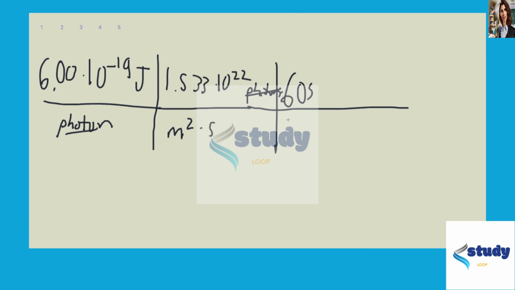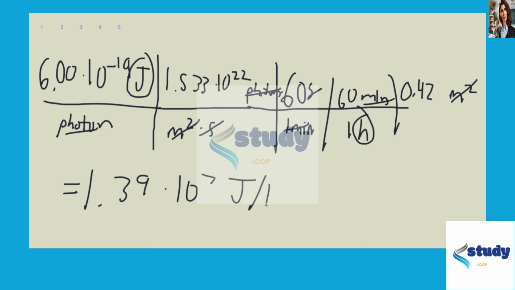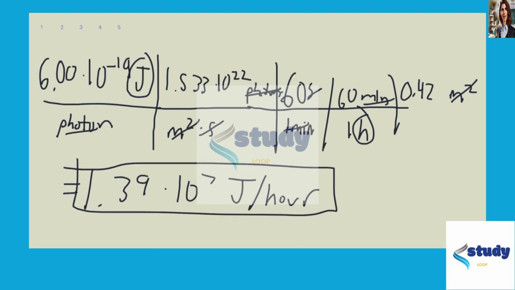Of course, 60 seconds in 1 minute, 60 minutes in 1 hour. Now minutes cancel, seconds cancel, and we also have to multiply by the area of exposed skin, which is 0.42 meters squared. Now meters squared cancel, and we end up with joules per hour. When we do this math, the answer is 1.39 times 10 to the 7th joules of energy absorbed per hour. And that is the final answer for letter E.